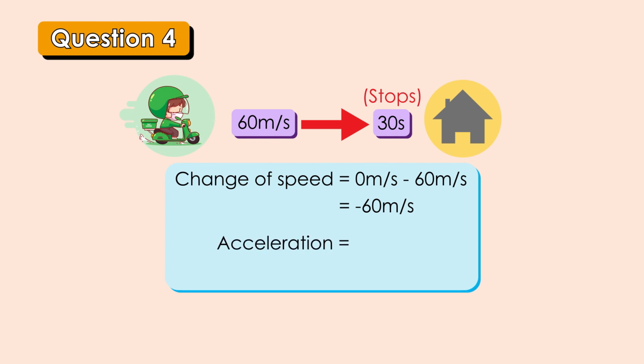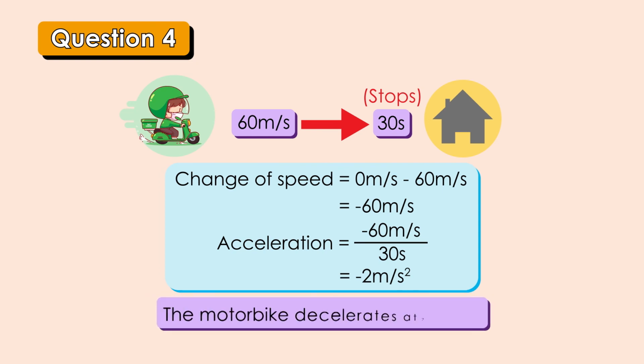Acceleration is equal to negative 60 meters per second divided by 30 seconds. Good, the units are the same, so we can find the value now. Negative 2 meters per second square. Therefore, the motorbike decelerates at 2 meter per second square. Great job! You are good at solving problems involving acceleration and deceleration.